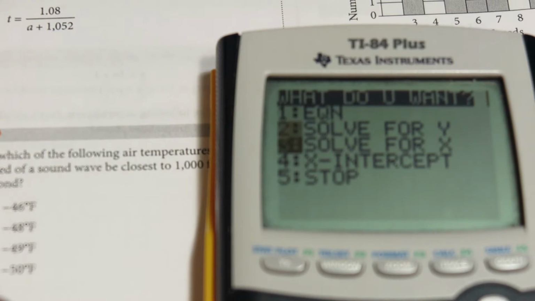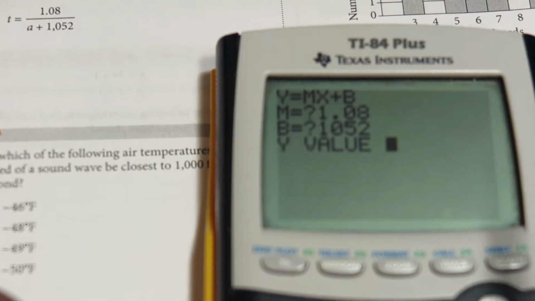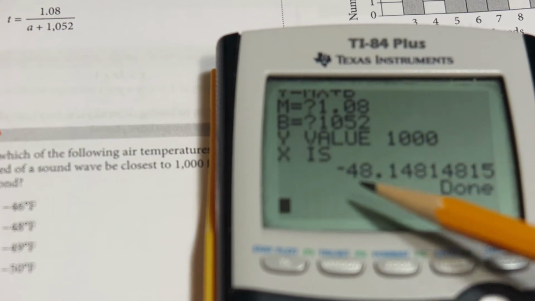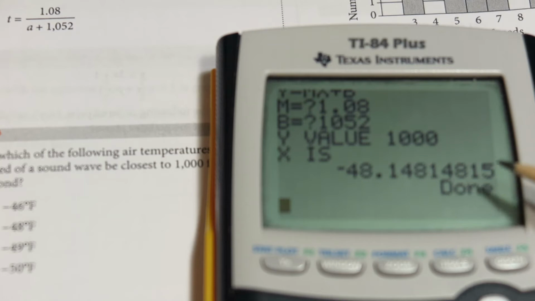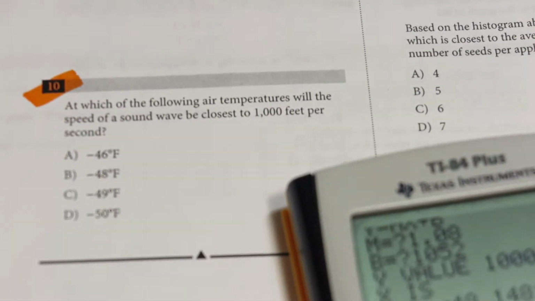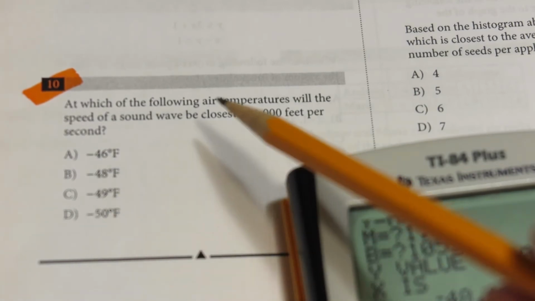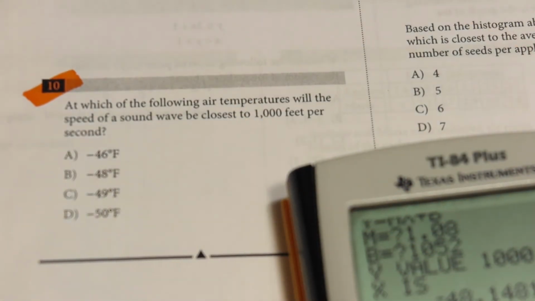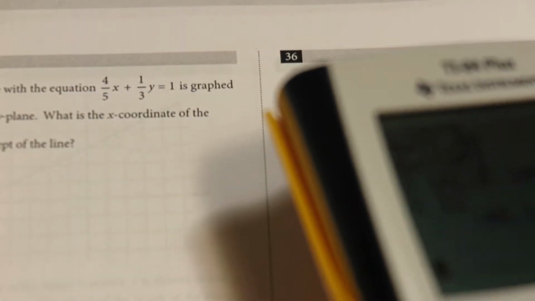So we're going to choose option 3. We're going to put in 1,000 and press enter. It says that the temperature, or x, is going to be a negative 48.1481481. If you look at the answer choices, the closest answer choice would be negative 48 here. So the answer would be B. That's how you would use it for equations.